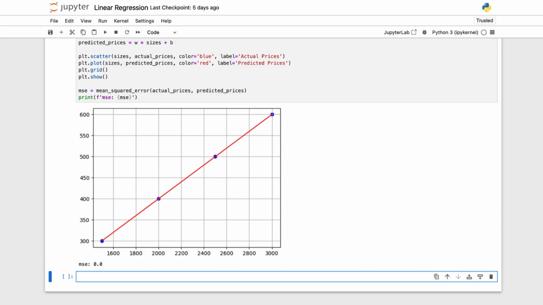In our next session, we will explore gradient descent, a powerful optimization technique that automates this process of minimizing the cost function, making the model even more efficient. Gradient descent helps us fine-tune parameters like W and B to achieve the best possible results.